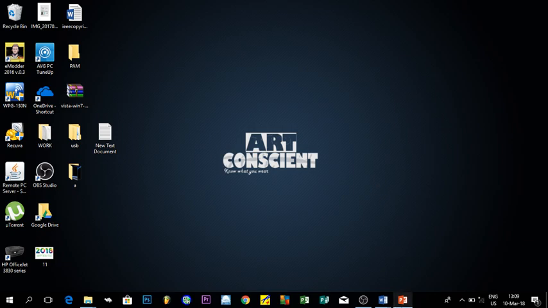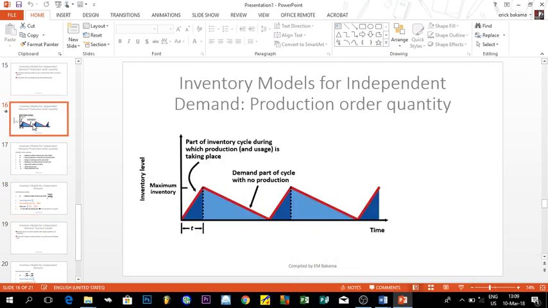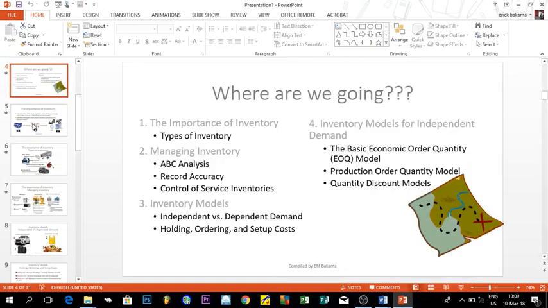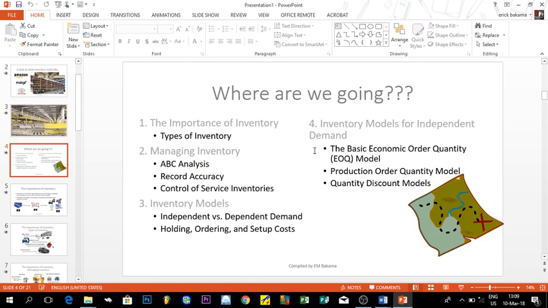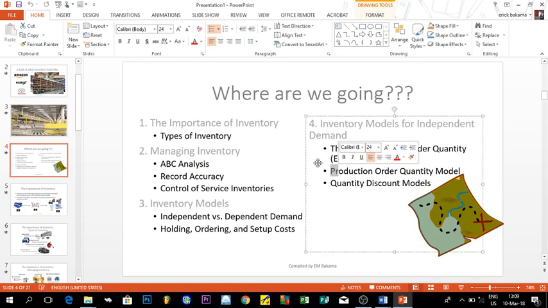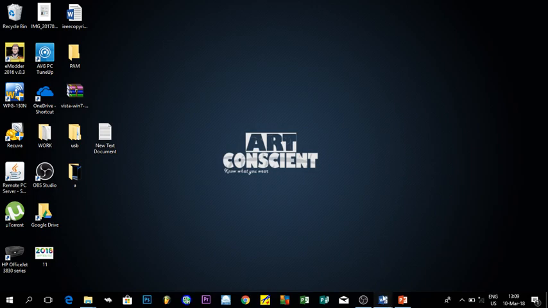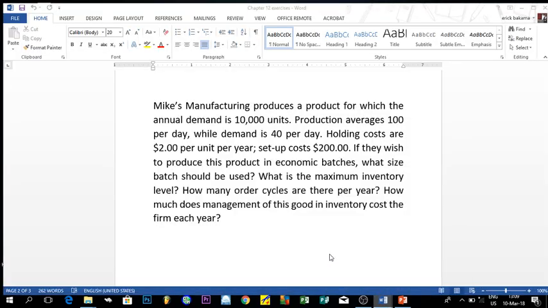If we come back to the first slide that I used before to explain where we are right now, if we follow our map, we are on this part here. The first video was an introduction to everything. The second video was the basic economic model. Now we're going to do the POQ, the production order quantity model, and the last video will be about the quantity discount model. So without taking much of your time, let's start with an exercise about the POQ.